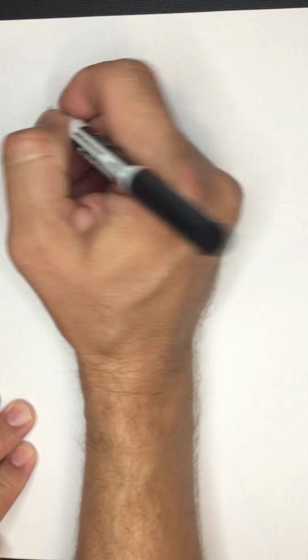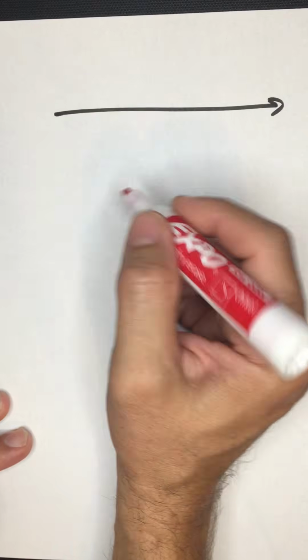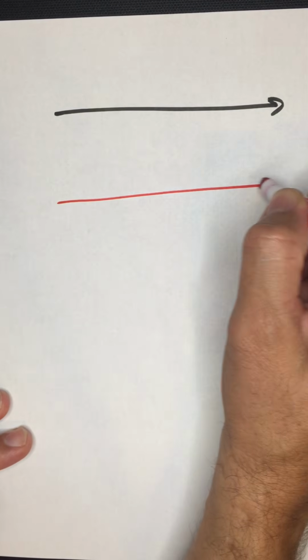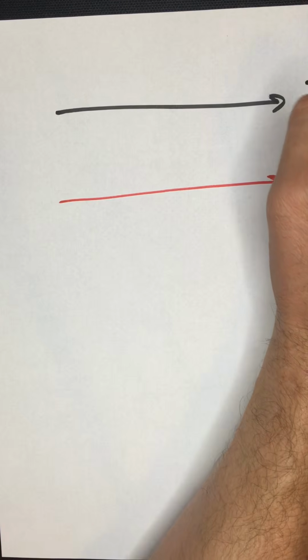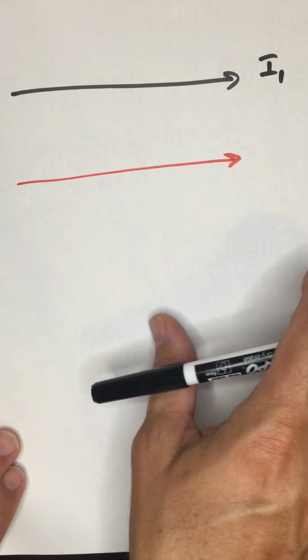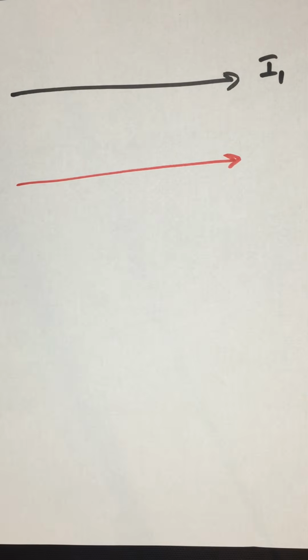So I'll do this one in black. I'll do this one in red. I'll put them going in the same direction. Why not? Make sure I can see that. Good. What I'm going to draw, now both of these wires, I should say this will be I1. Can't see that. I1. Move over, come on. And I2.